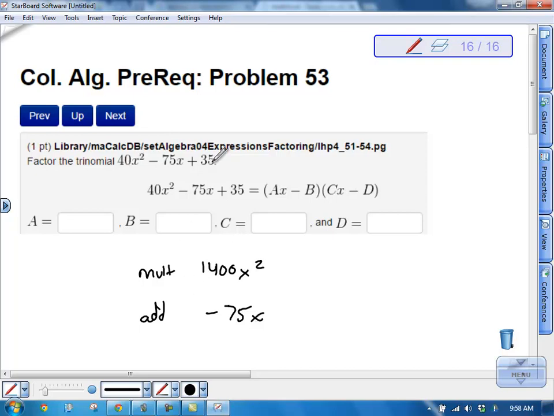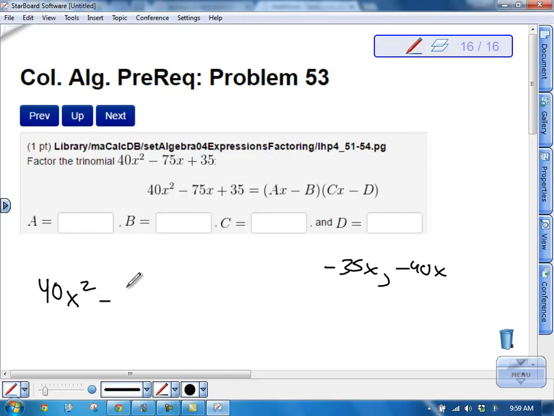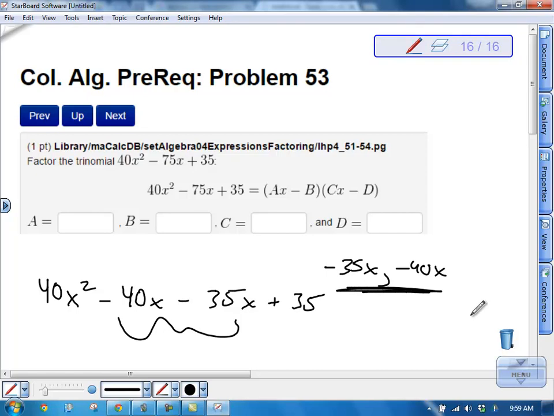So what you do is you multiply the first and the last terms together, and then you want two terms to add to be negative 75. Turns out that's negative 35 and negative 40. So what I'm going to use is negative 35x and negative 40x, because those multiply together to be positive 1400x squared, and they add to be negative 75x. So what I'm going to do now is write this as 40x squared minus 40x minus 35x plus 35. Now all I did was replace the middle term, negative 75x, with the two factors that we found. And it doesn't matter what order you put them in. I could actually switch these two, but I did it like this. That's fine. Now you're going to factor by grouping.